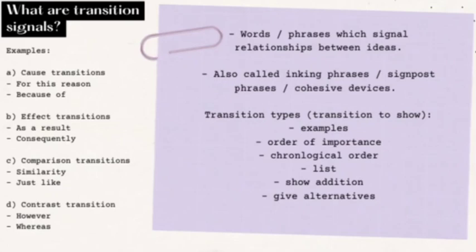Words or phrases which signal relationships between ideas. Also called linking phrases or signpost phrases, cohesive devices. Transition types or transition signals. Example. Order of importance. Chronological order. List. Also, additions. Give alternative.